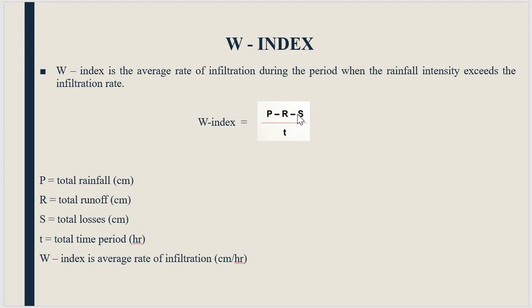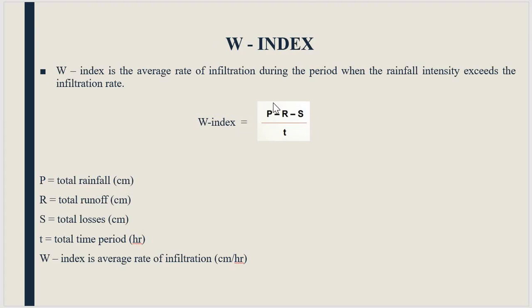So the one difference between Phi index and W index is, in Phi index we are taking only the infiltration loss as the total loss, but in W index S is the total loss, which includes evaporation, infiltration, depression storage, etc. So all the losses are considered in this W index. And also it is said that the W index value is more accurate than the Phi index because, as I said, the interception and depression loss are considered as a part of infiltration.